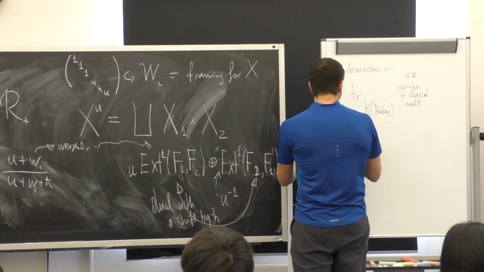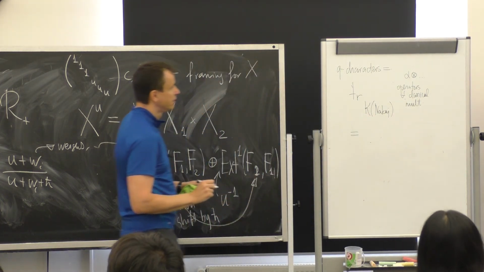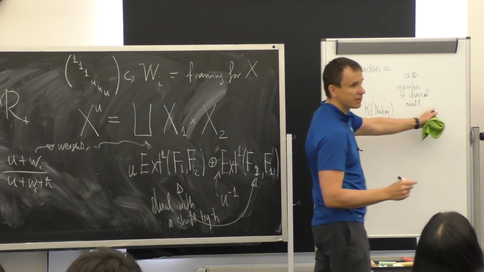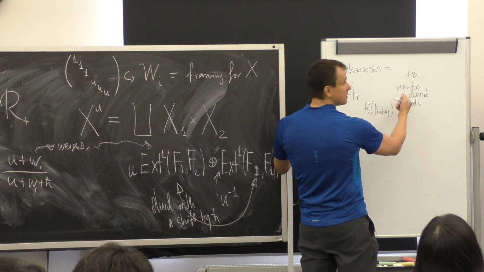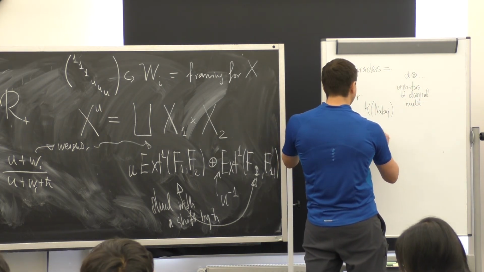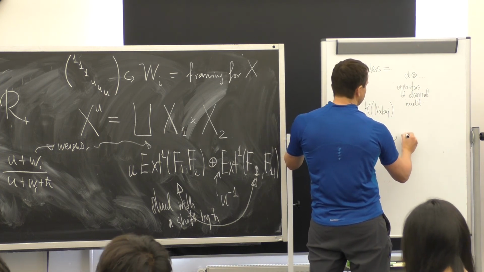And now the Q character, how can I write this geometrically? I take this operator of classical multiplication. What's the trace of an operator? It's like I pair the operator of classical multiplication, this operator, with the identity operator.